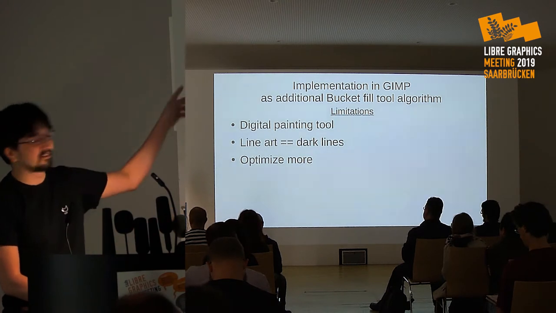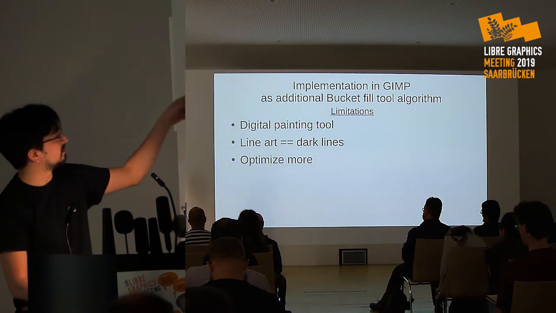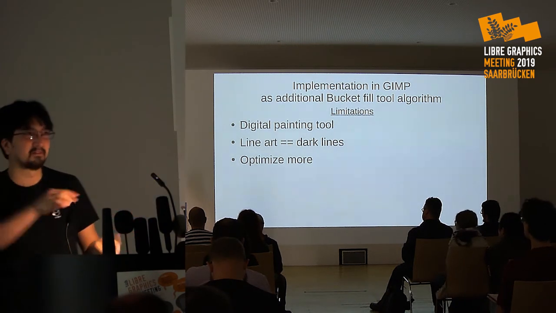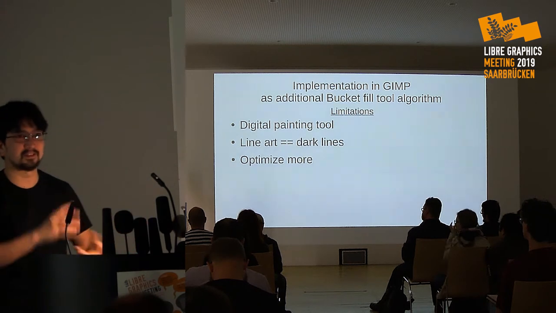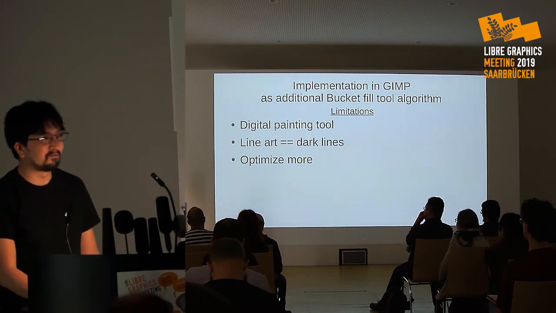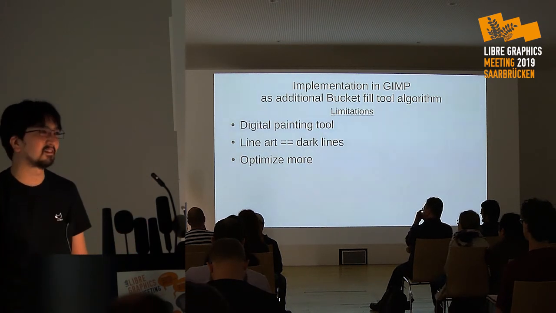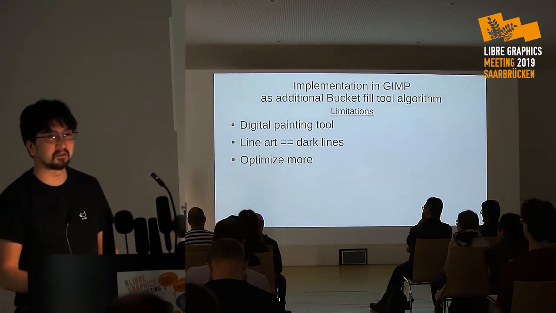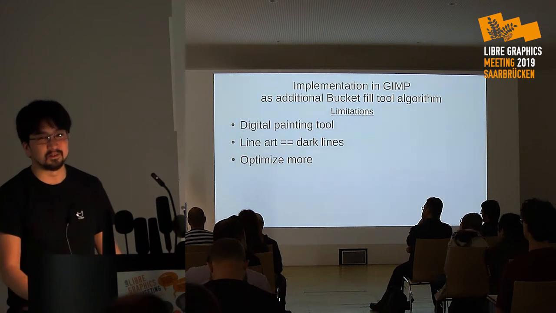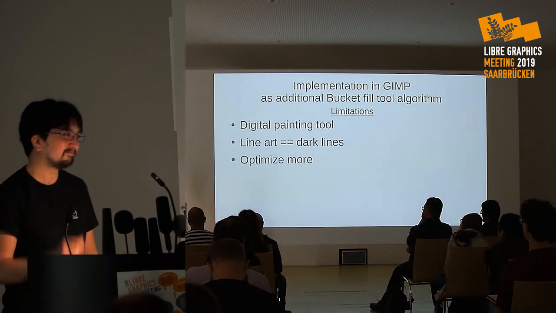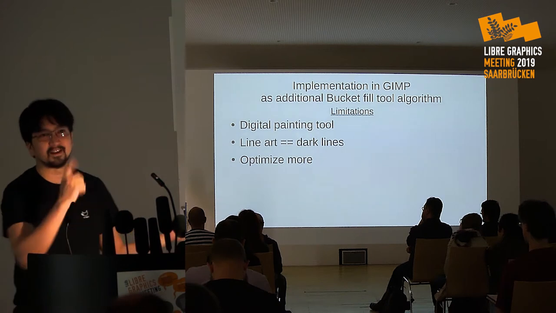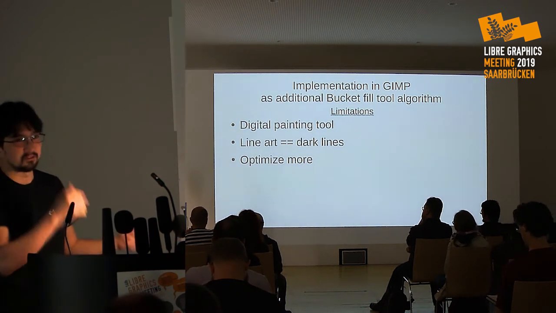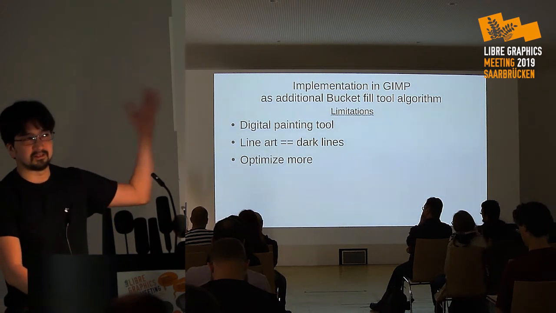And right now the algorithm basically treats line art as a dark pixel, or rather several dark pixels together. So if you were to draw white on a dark background, it would not work. It would be easy to add a notion to say, I want my line art to be white, or red, or with a threshold or whatever. But right now it's just simple.